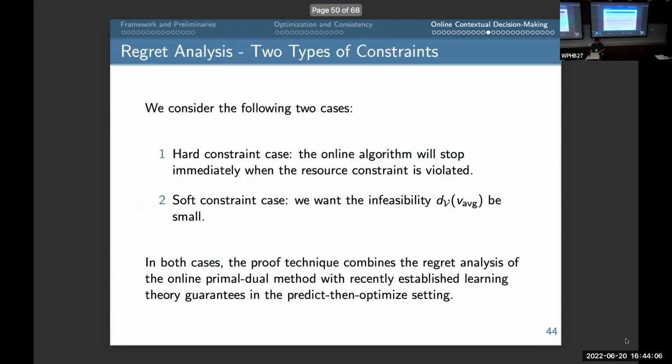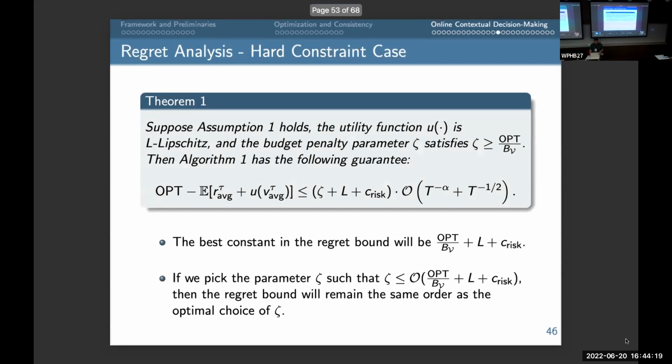One which comes from the regret analysis of the online mirror descent method or some online primal dual method, and the learning theory guarantees that we have established for surrogates of the SPO loss in the predict and optimize setting.